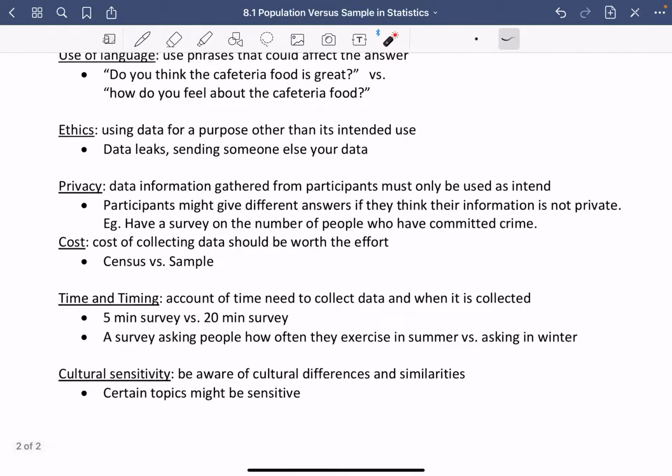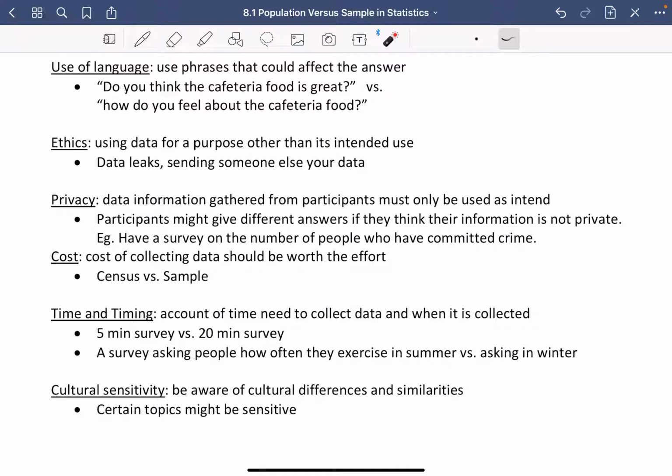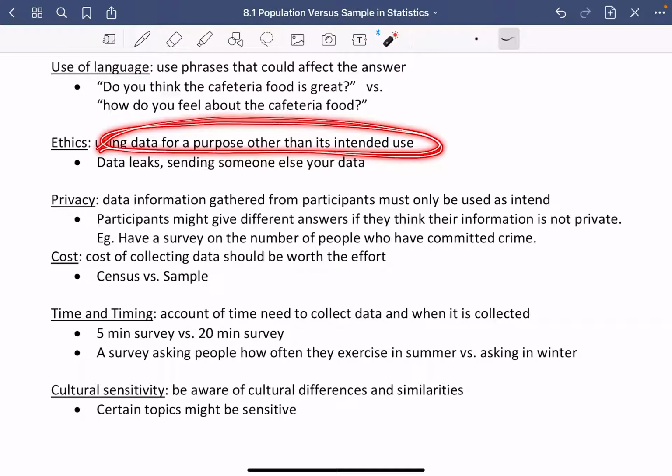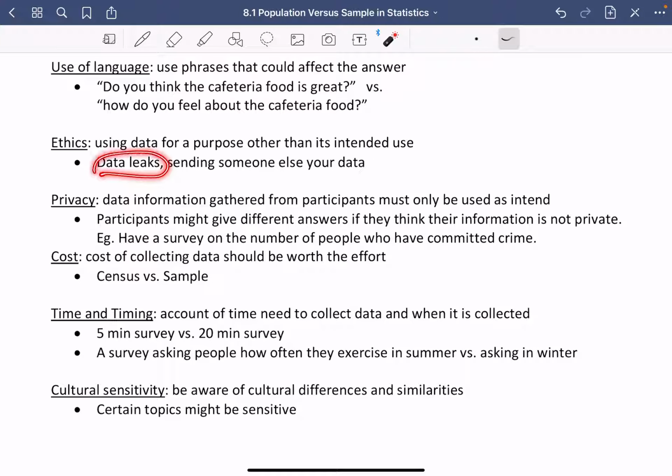Okay, next one, ethics. Using the data for a purpose other than its intended use will affect data collecting as well, because you don't want to have data leaks. You don't want to send someone else your data. If that happens, and people know that's what's happening, then they're not going to do your survey or your poll.